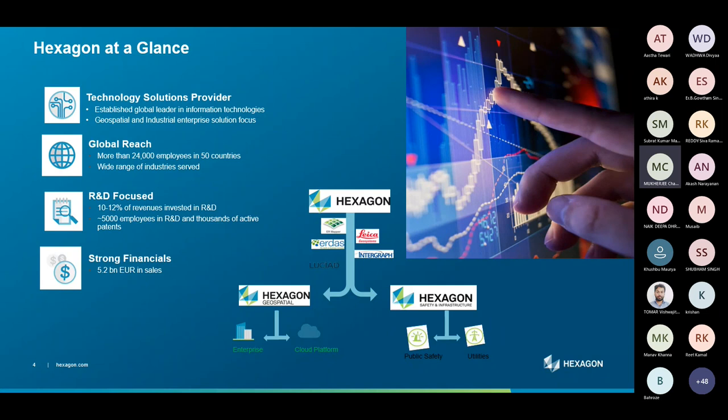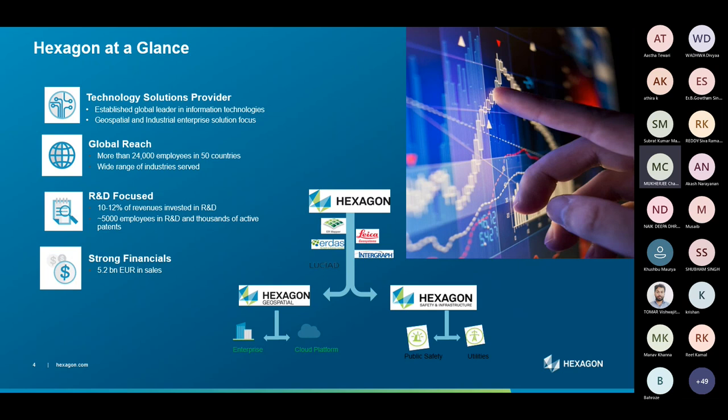Now to start with Hexagon, what is Hexagon at a glance? Basically, we are the global leader in information technology, with our main focus on geospatial and industrial enterprise solutions. We have a very strong global presence in almost 50 countries, with more than 24,000 employees. We are attached to various prestigious projects and have served a wide range of industries. Our main focus is research and development, and we invest almost 10 to 12% of revenue every year in it. Our main aim is to innovate new technology to cater to the industry in a better way, and to do so, over 5,000 employees are working in the research and development department.